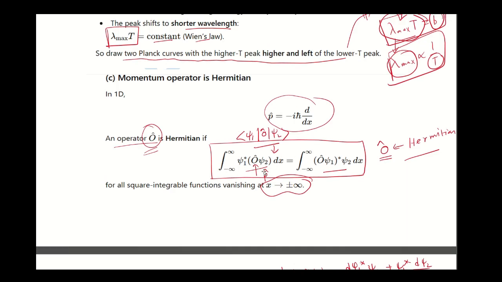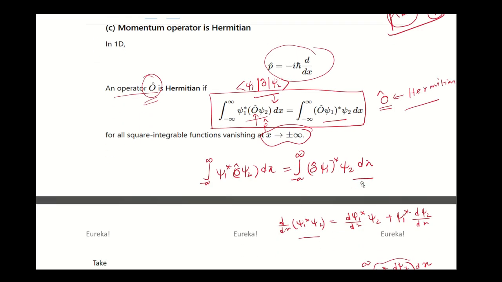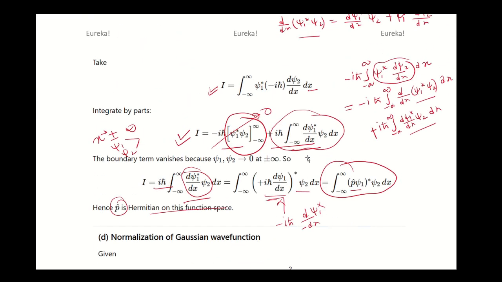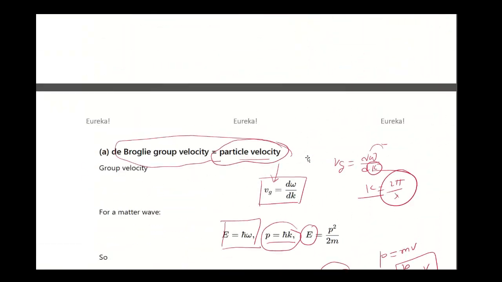In general, an operator is called Hermitian if and only if it follows this relation, that is the integral of psi 1 star O cap psi 2 dx, from minus infinity to plus infinity, equals the integral of O cap psi 1 whole star then psi 2 dx. Here the momentum operator satisfies this equation, that's why it is called Hermitian. Okay, now next problem.